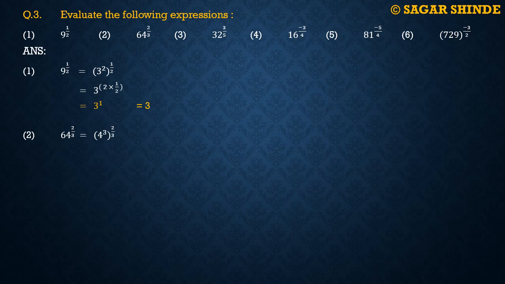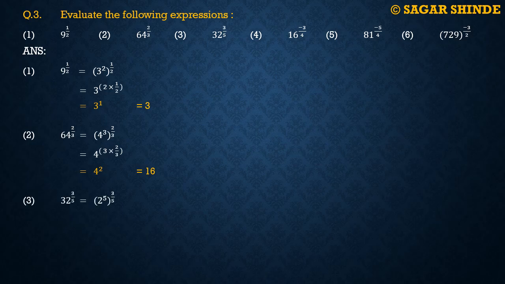Now there is power of power, so there will be multiplication of the powers. 3 will get cancelled, so we can write it as 4 square. So 4 square is nothing but 16. So this is very simple to do. Next let us start with the third question.